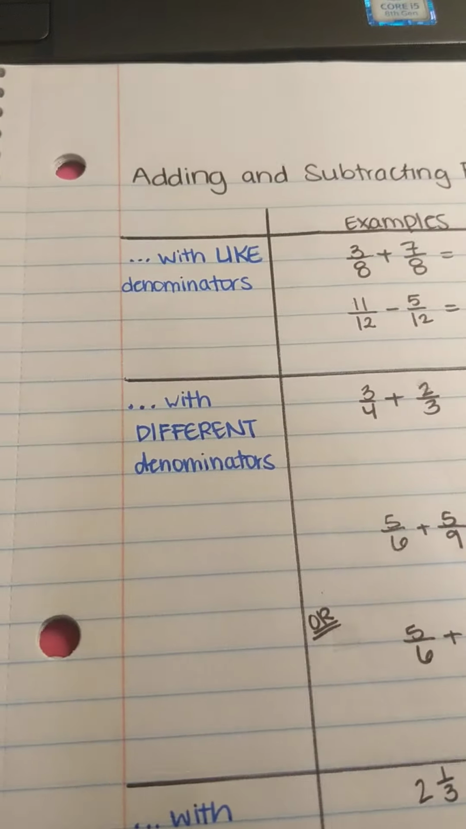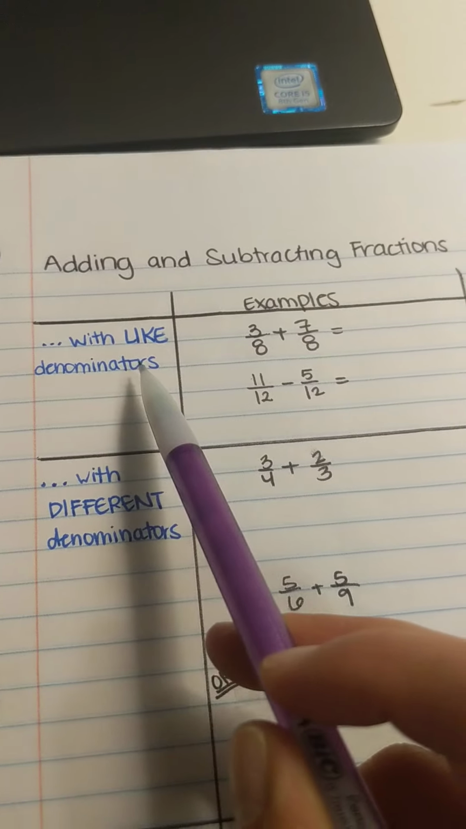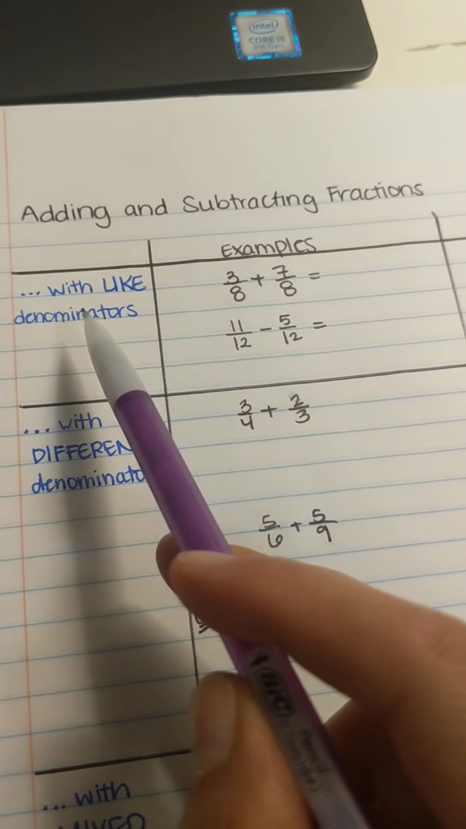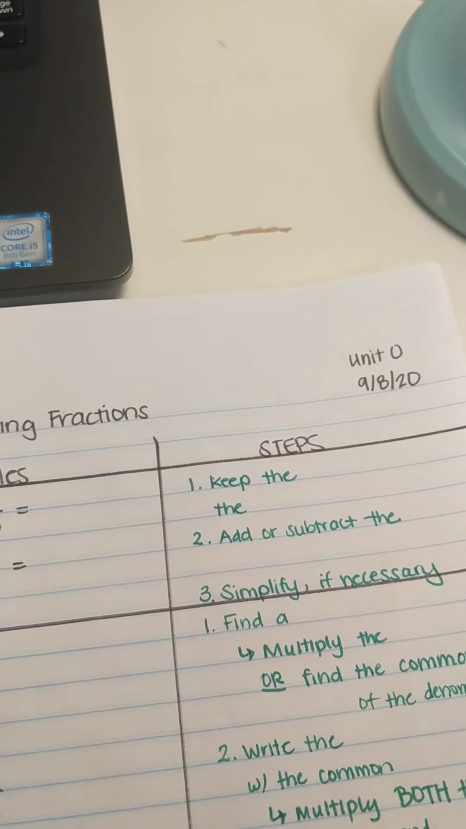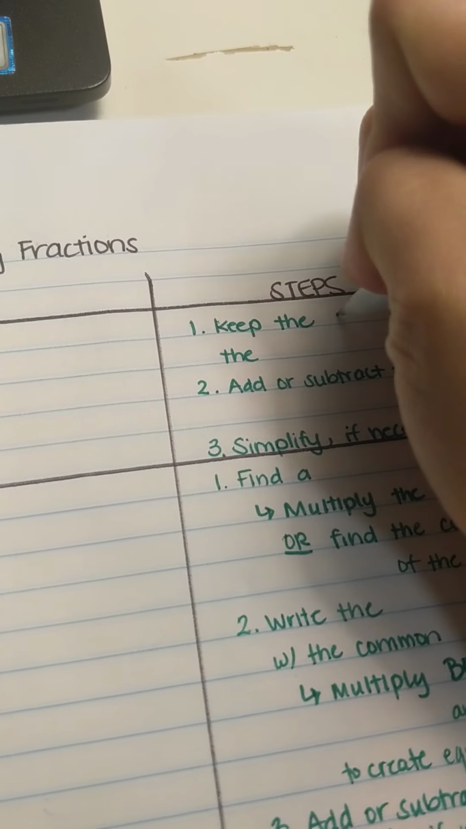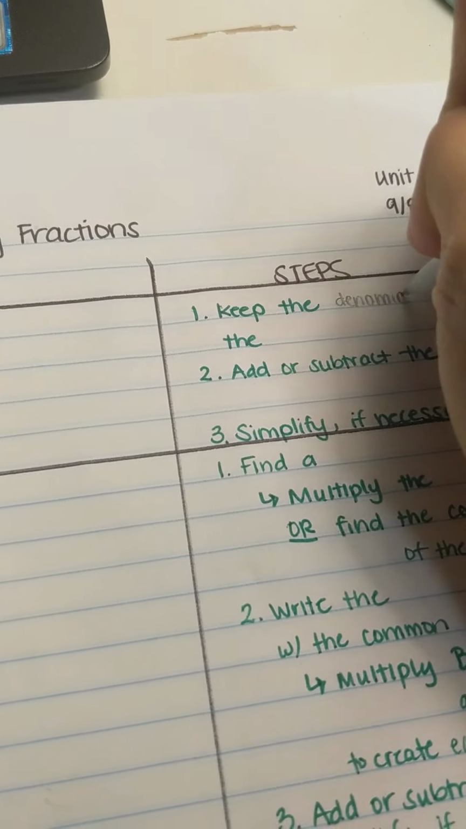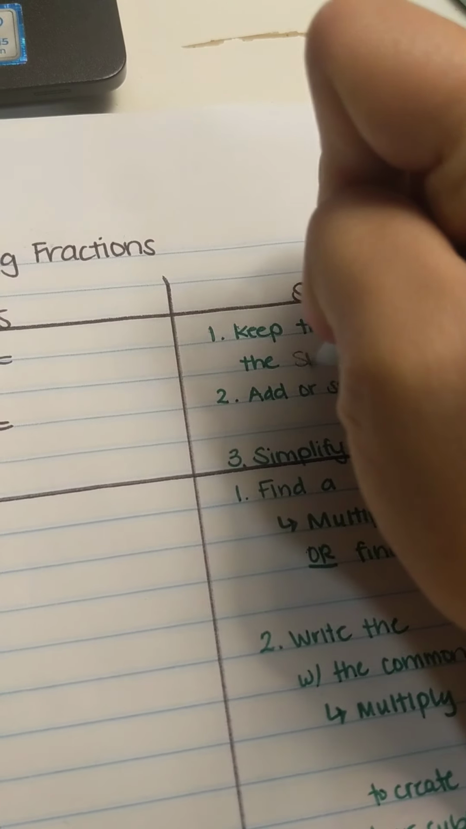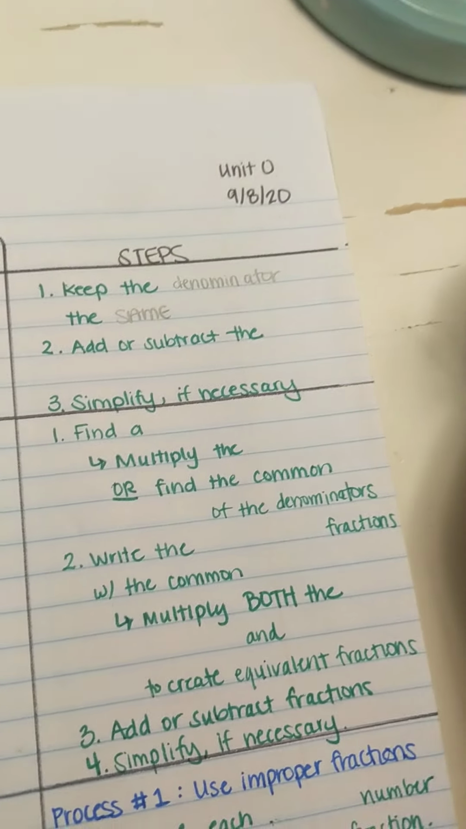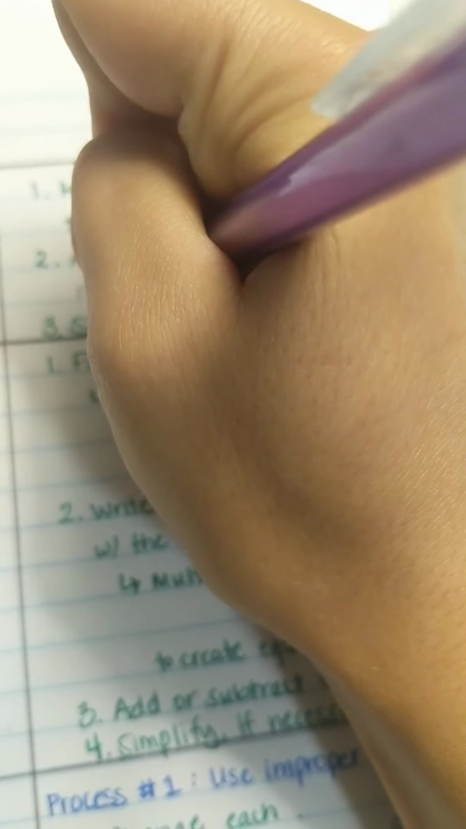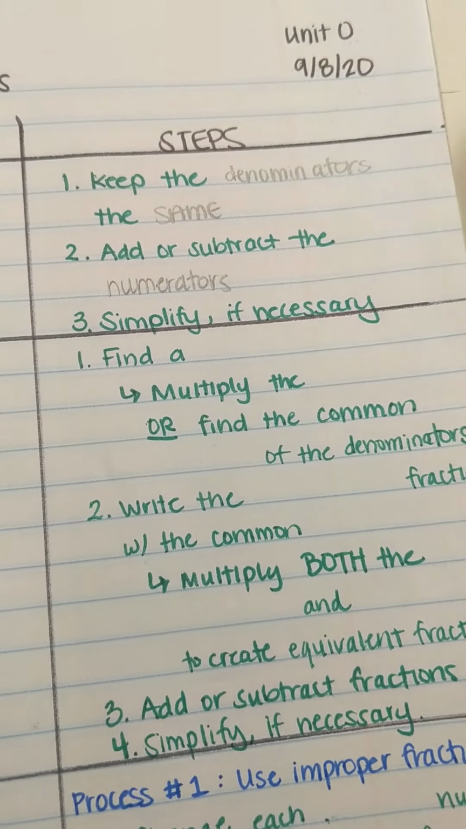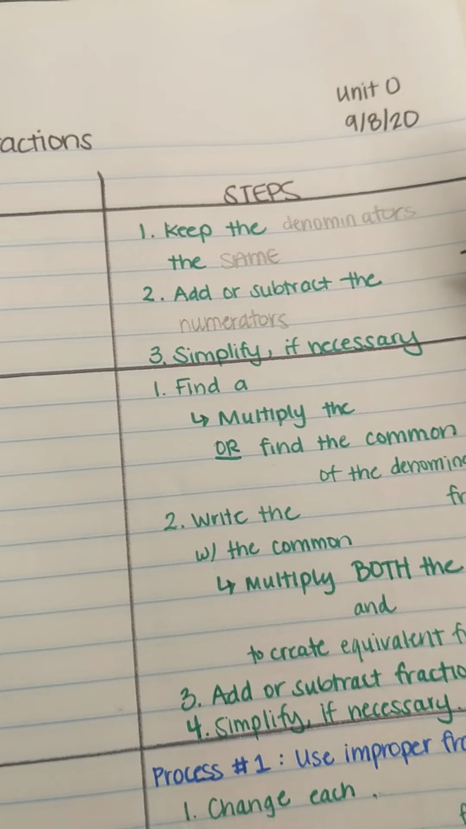So we're going to start with the process of what happens when we add and subtract fractions that have like denominators. Again, we're going to start with our steps and then look at some examples. Step 1, keep the denominators the same. Then we are going to add or subtract the numerators. And then step 3, simplify if necessary.